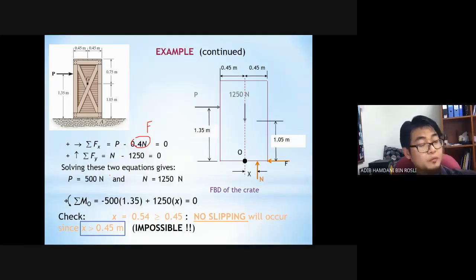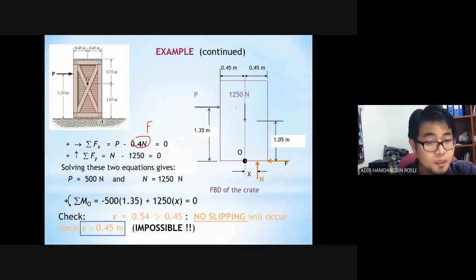And then what do we have to check in this case? I mean, this P is your P max, by the way. P max equal to 500 Newton. But you have to check whether this situation really occurs. So you have to check. How do you check? You do moment about point O here, right? You do moment about point O.